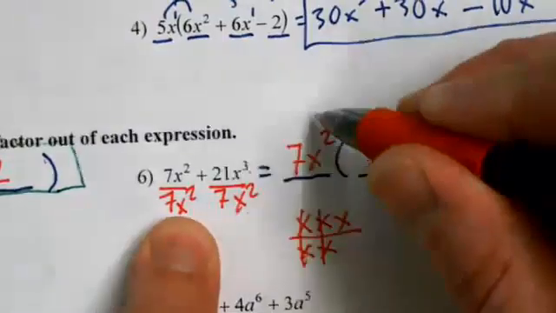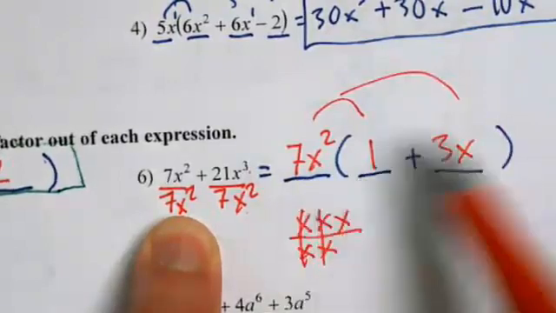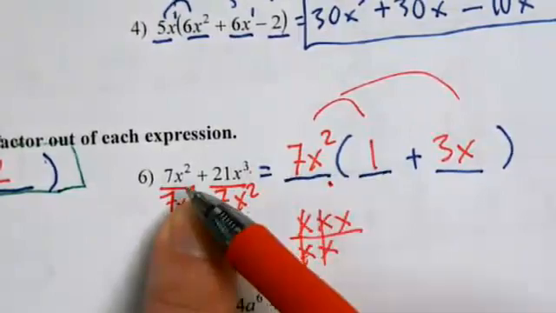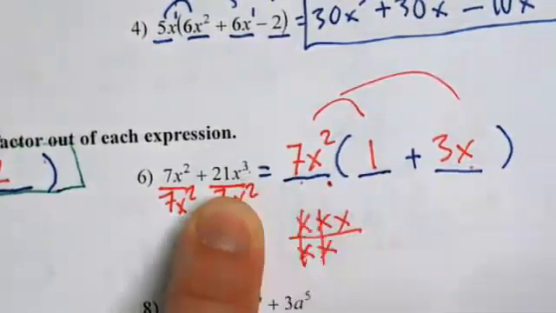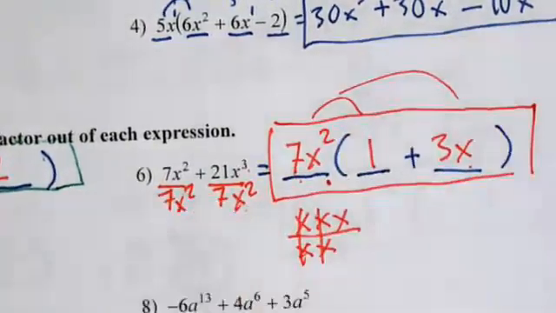Remember, to double check, we can just do a quick mental multiplication. Can I multiply this out and get our original problem? 7x squared times 1 is 7x squared. 7x squared times 3x is 21x to the third. Yes, that's it. So that's our final answer. Okay, thanks for your patience. What's your question?